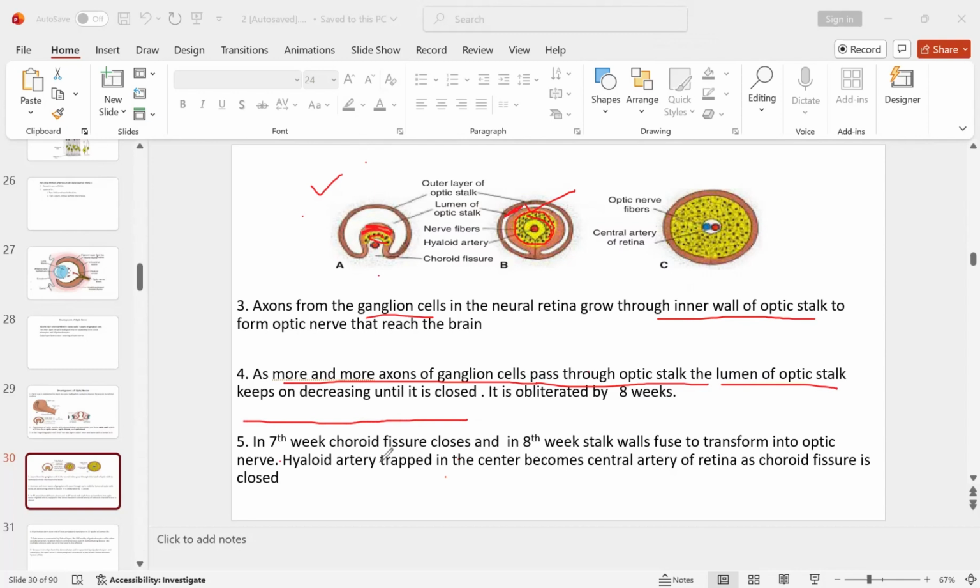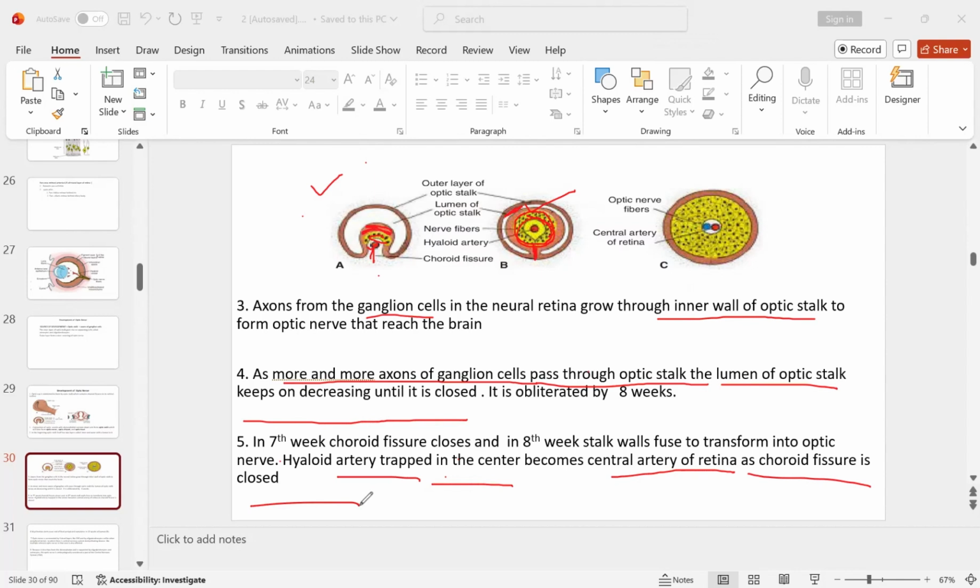The third step is the closure of the choroid fissure, and that happens in the 7th week of gestation. And as the choroid fissure, this area, is closed, you can see in this diagram that now the choroid fissure is closed. As this fissure is closed, the hyaloid artery is entrapped in the center of the axons of the ganglion cells. So the hyaloid artery is trapped in the center, and in the later life, this hyaloid artery becomes the central artery of retina as the choroid fissure is closed. So the closure of choroid fissure is the third step in the development.